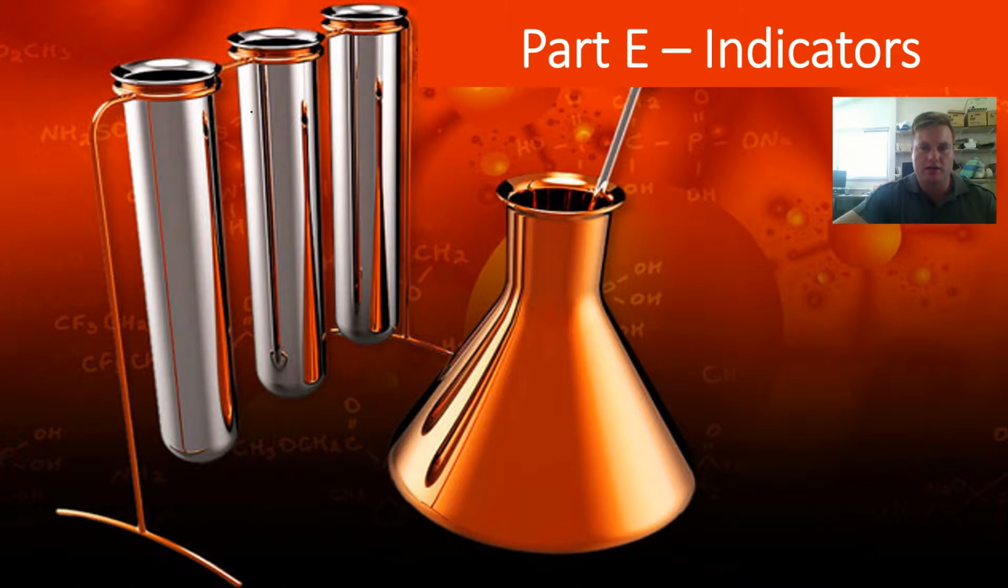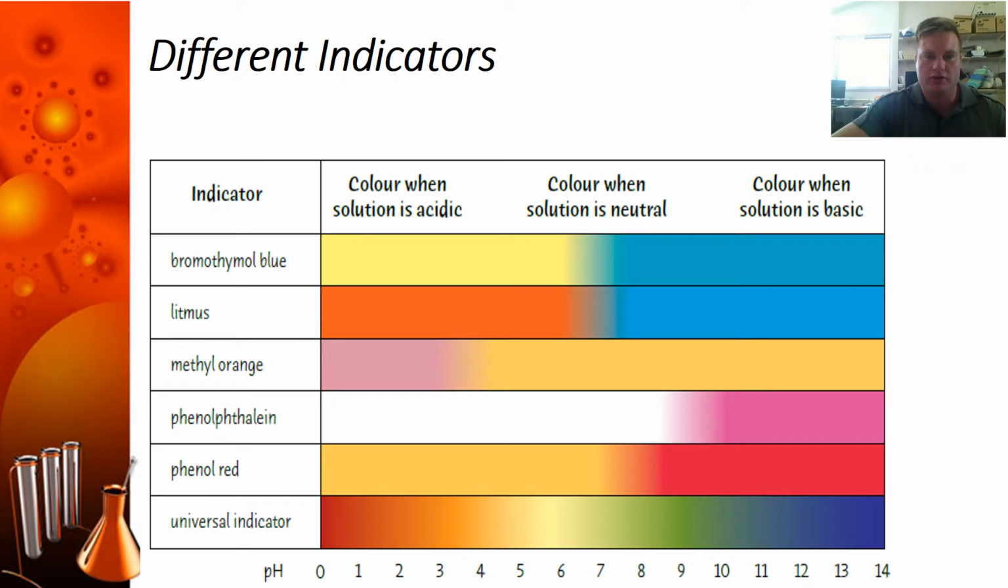In terms of indicators, we're pretty familiar with using universal indicator, but there are quite a few different types of indicators as outlined below. On your worksheet, you'll need to be able to identify what pH is matched up to which color for which indicator.